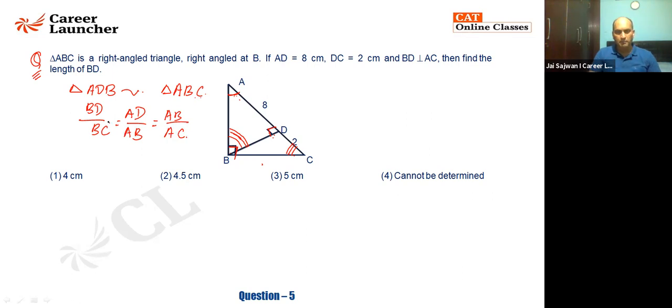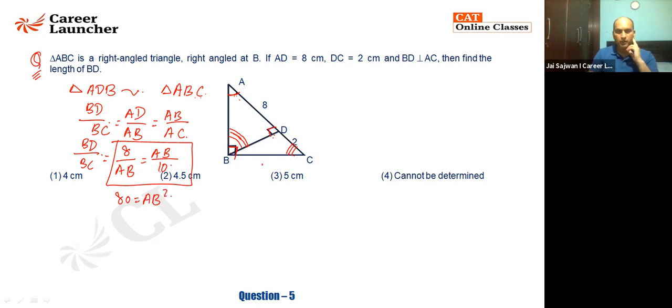So BD upon BC is the first value that is coming here. I don't know BD. What about BC? That is also not known, so BC is BC as well. Now let's talk about AD. How much is AD? It is 8. How much is AB? That is not known. How much is AC? That is 10. So I can just use these two to find out these values. So 10 8s are 80 is equal to AB square. I hope it is clear. Look here, AD is coming out to be 8, AB is AB.